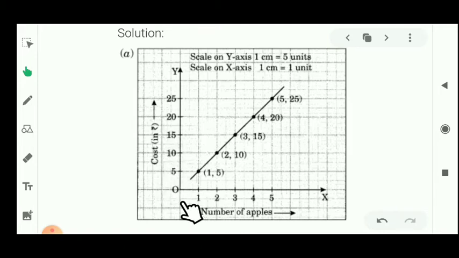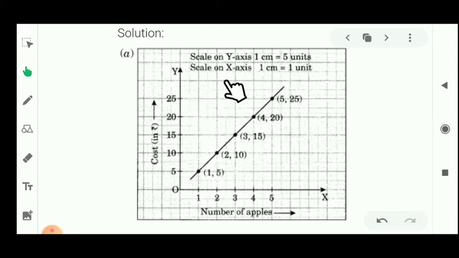And now you can see here on the x-axis we left one box, that means 0 to 1, then 1 to 2, another one box, then 2 to 3, one box left, 3 to 4, one box left, and 4 to 5, one box left. Similarly, on the y-axis we will take 5 gap, that means 0 to 5, 5 to 10, 10 to 15, 15 to 20 and 20 to 25.